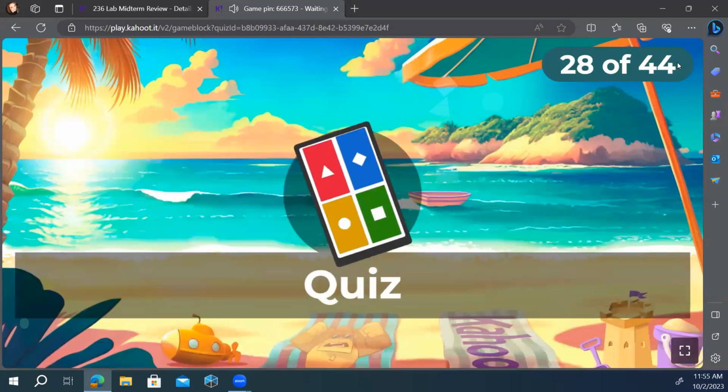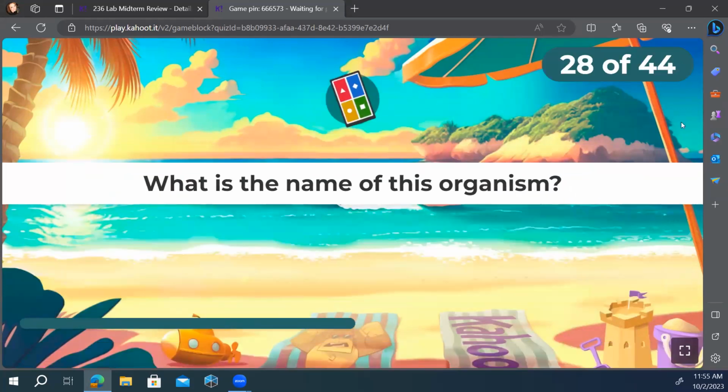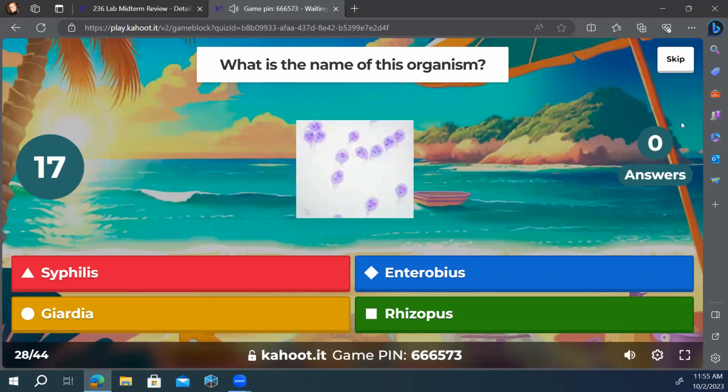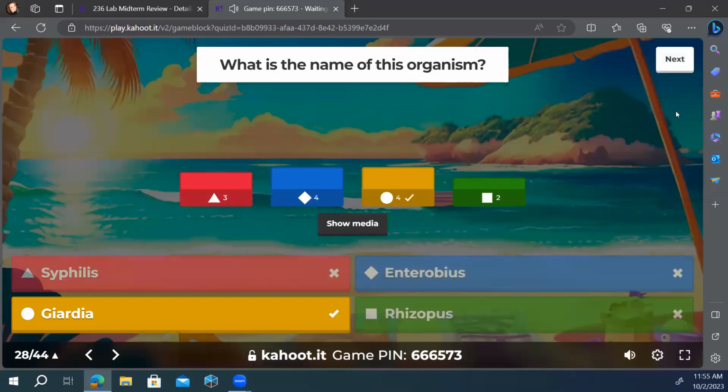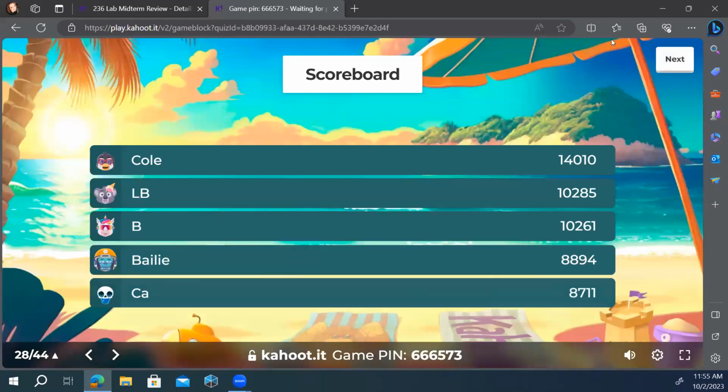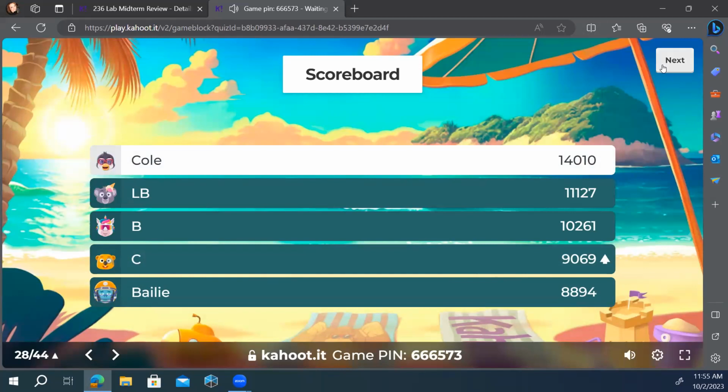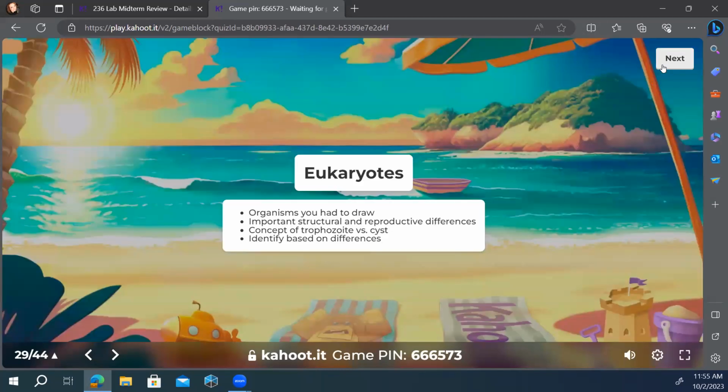That could be one or the other. All right, what is the name of this organism? All right, so that's Giardia. I'd be aware of that one. Hint, okay. It's pretty recognizable though, so I don't feel like it's too bad.